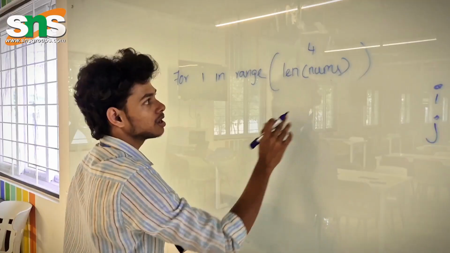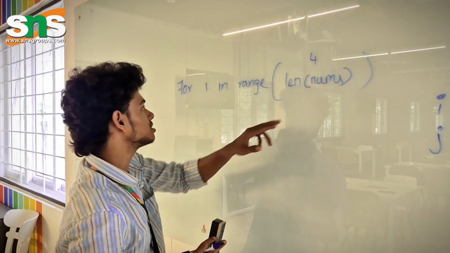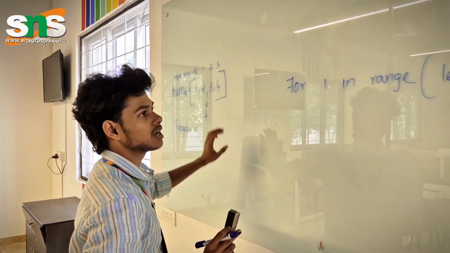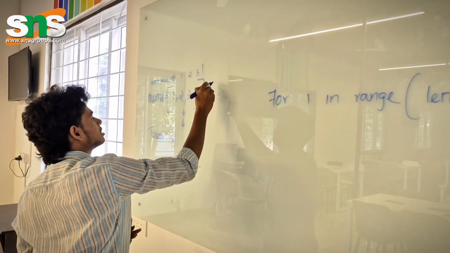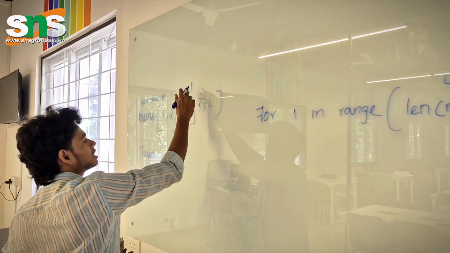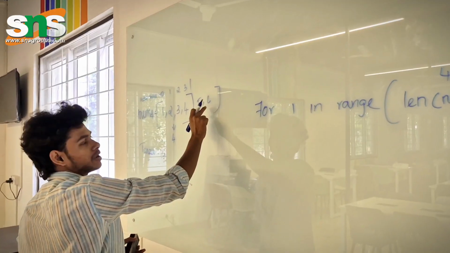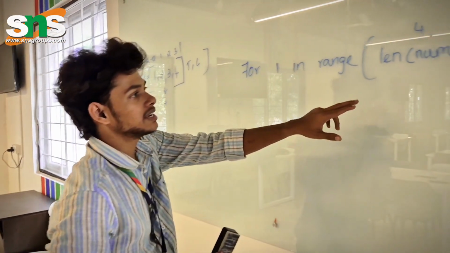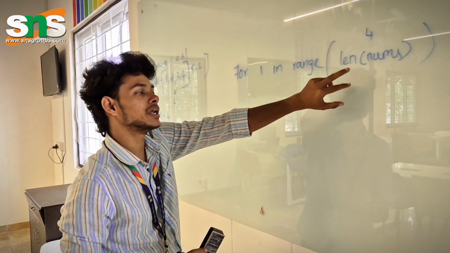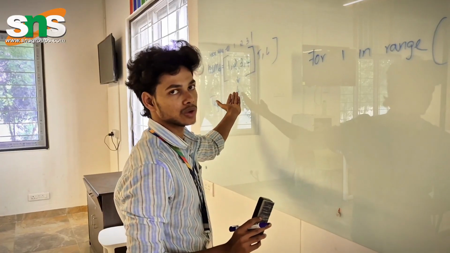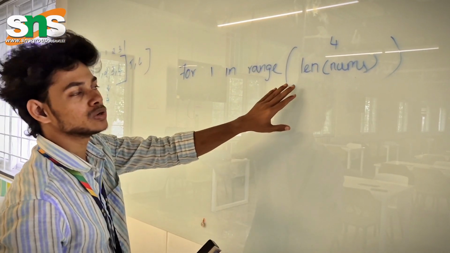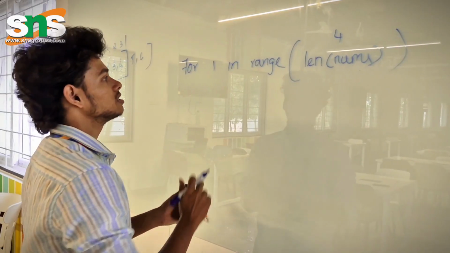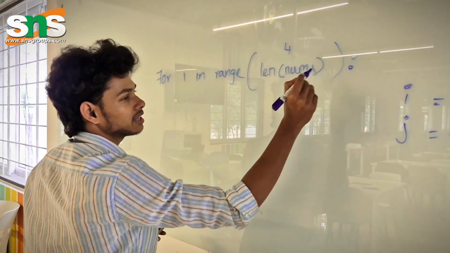Why are we using this? Because if I hard-code the 4 here and the length of the numbers changes, the loop would still stop at the 4th index. If the given numbers have 5, 6, 7 elements, len of nums will automatically adjust to the length of the numbers. It changes dynamically with the length. That's why we are using len of nums here. This is the for i loop for taking the first number.